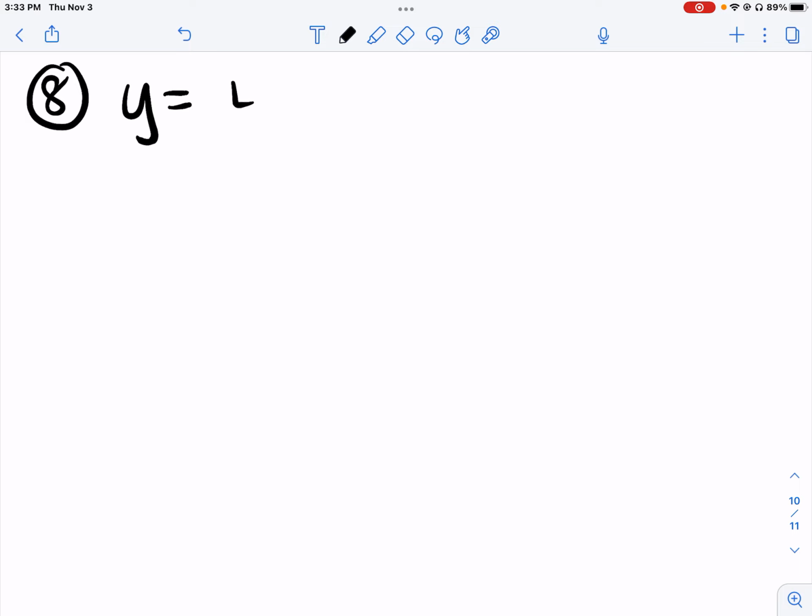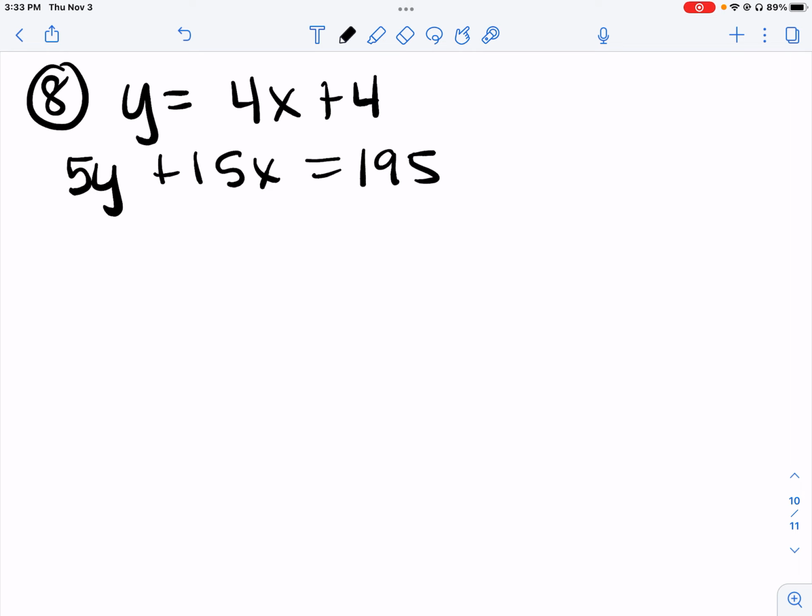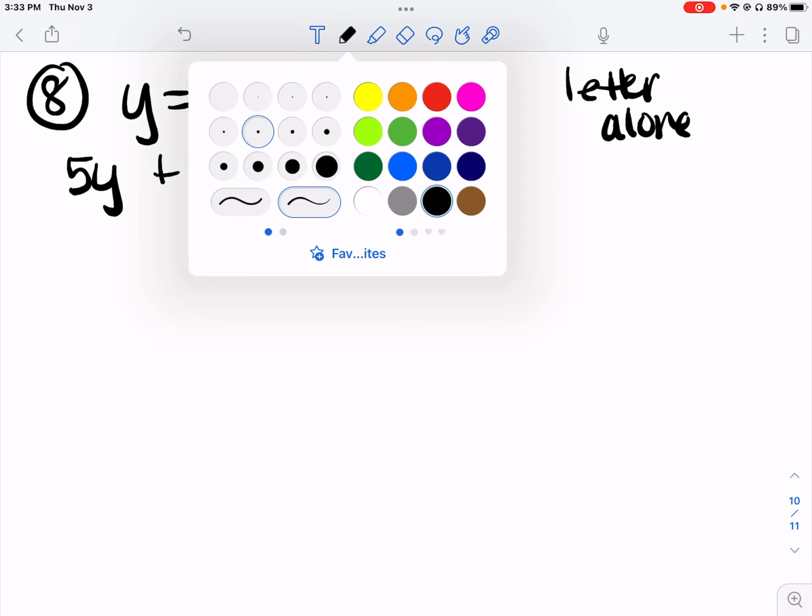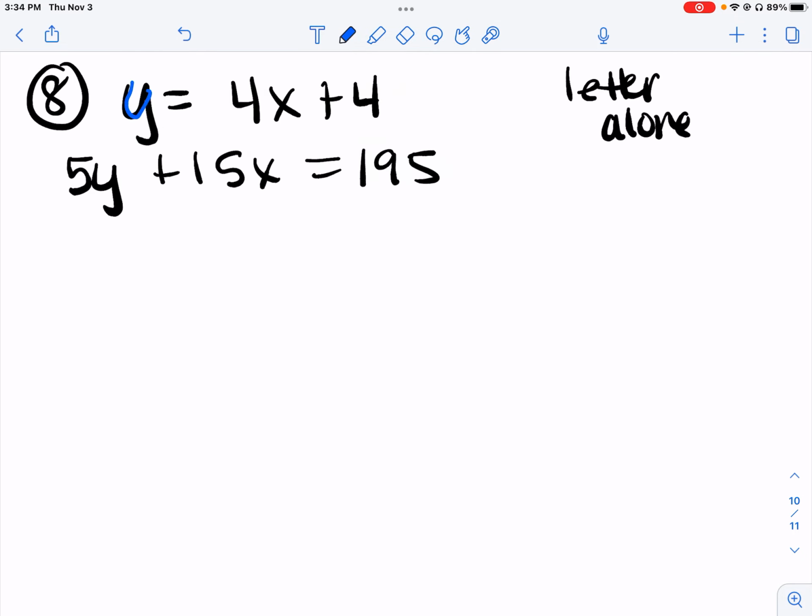Number 8 is also 2 equations. Okay, but it's set up differently because we have a letter alone. The letter that we have alone is y. So that means I can replace y in this second equation with what y equals to.